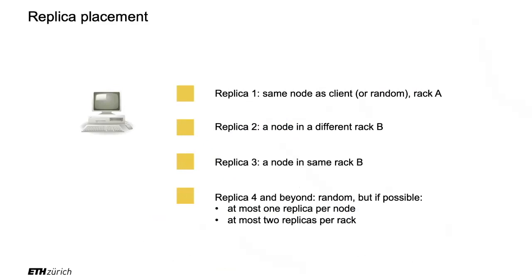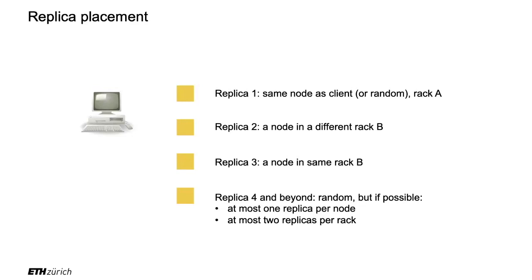So what do we do? There is a strategy that we have in order to decide where the replicas go. The first replica, by default, goes to the same node as the client, right? So the client stores a replica.